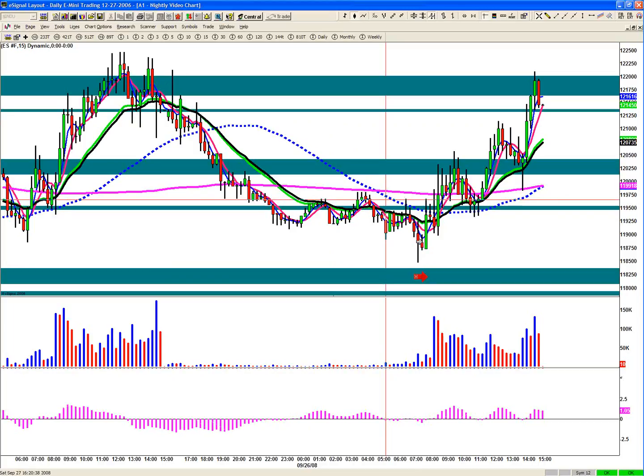But the rule I use, if we're looking for the hard and fast, is one bar close after a strong move in the opposite direction and a close above, in this case, the resistance level.